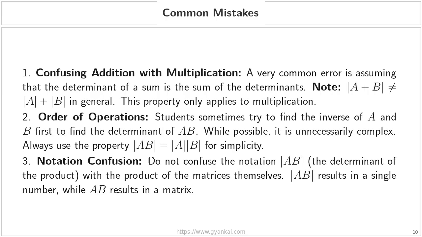Finally, be careful with your notation to avoid confusion. Do not confuse the notation of the determinant of A times B, which is written as the vertical bars around A times B, with the product of the matrices themselves, which is just A times B. Remember, the determinant of A times B results in a single scalar number, whereas the product A times B results in a new matrix. Keeping this distinction clear is vital for your accuracy in exams.